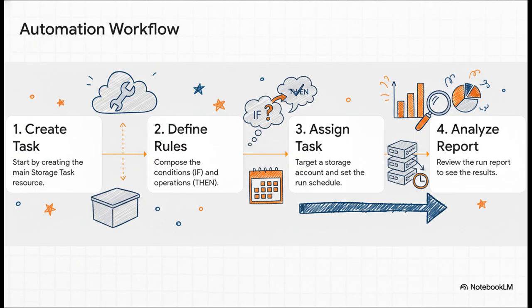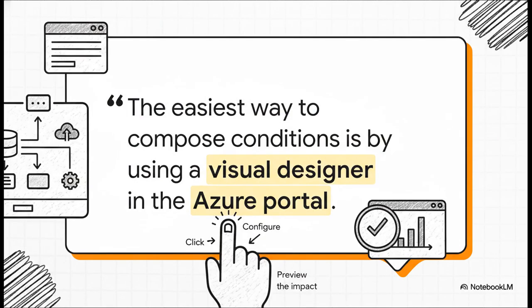Step 2, you define the rules, those if-then conditions and operations we just talked about. Step 3, you create the assignment, which is basically telling your janitor which building to clean and when to show up. And last, step 4, you check the reports to see what work got done. And this right here gets to the service's biggest selling point.